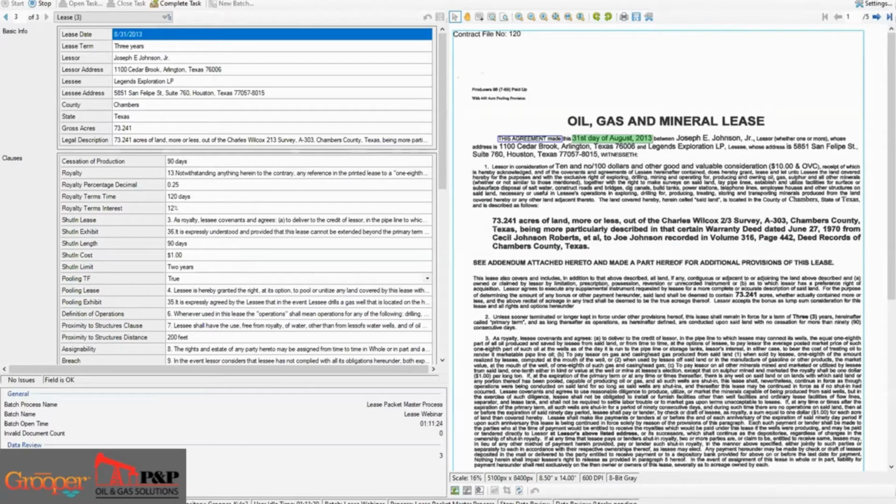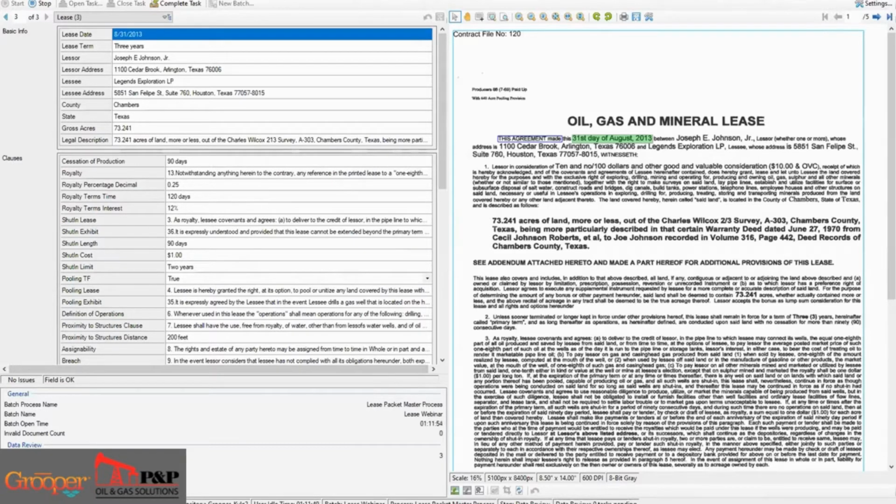I just want to show the end result inside of Grooper, and then we'll get to how we got here. We're pulling about 50 things out of this lease. These are things that I had a lease analyst and a land manager get together and decide were important to pull out of a lease. What do they want to see? What would the lease analyst be doing if she did this by hand?